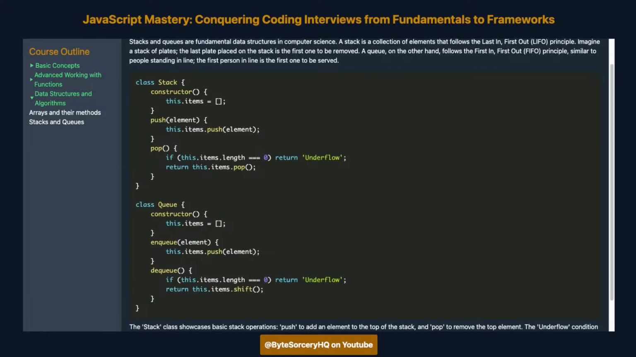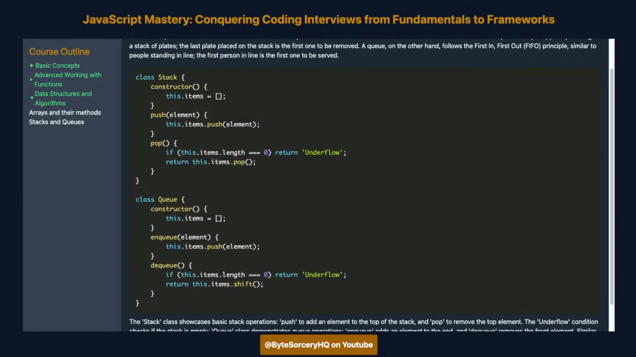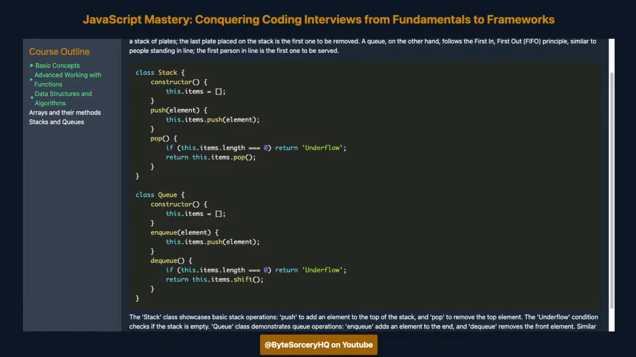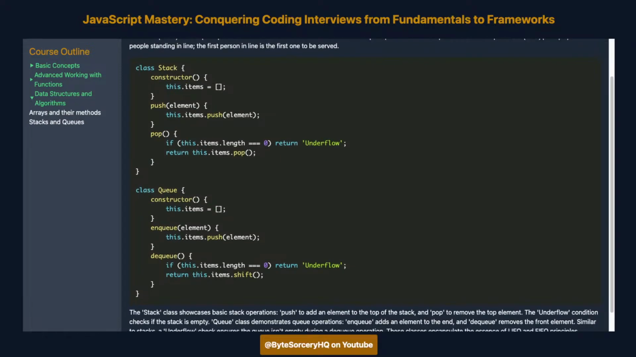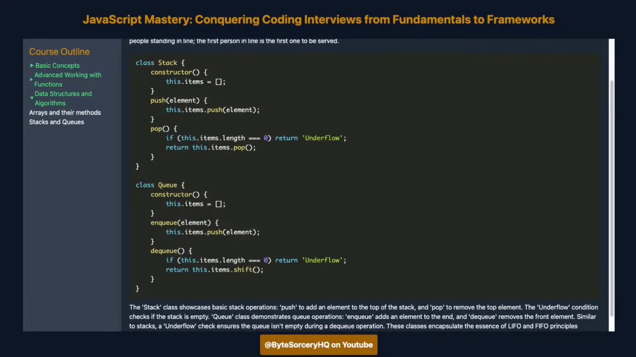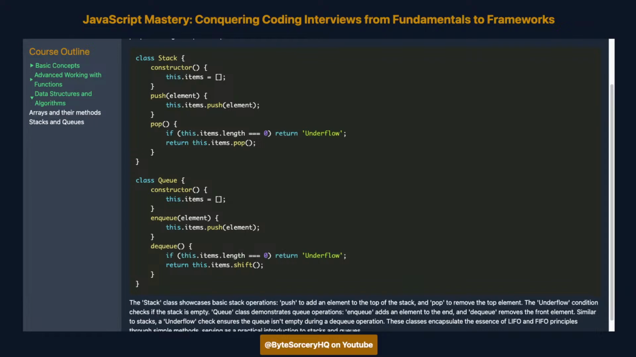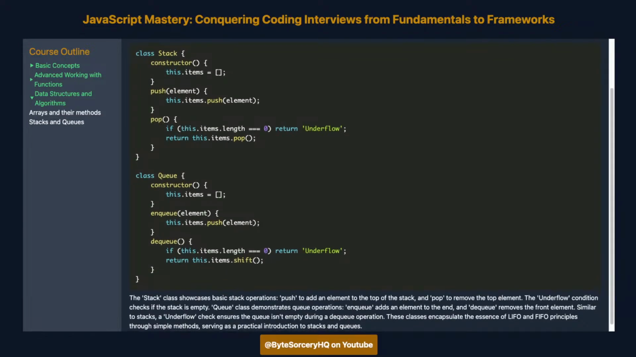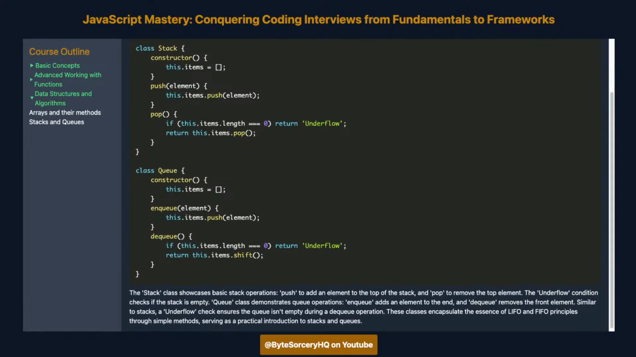The Stack class showcases basic stack operations: push to add an element to the top of the stack, and pop to remove the top element. The underflow condition checks if the stack is empty. The Queue class demonstrates queue operations. Enqueue adds an element to the end, and dequeue removes the front element. Similar to stacks, an underflow check ensures the queue isn't empty during a dequeue operation. These classes encapsulate the essence of LIFO and FIFO principles through simple methods, serving as a practical introduction to stacks and queues.